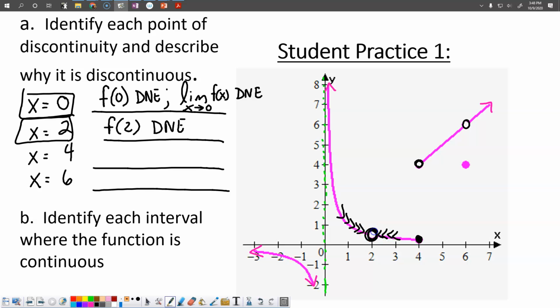The limit is that y value, which I don't know, I would estimate that to be about 0.5 maybe, but the function does not exist. There's no y value at that spot.